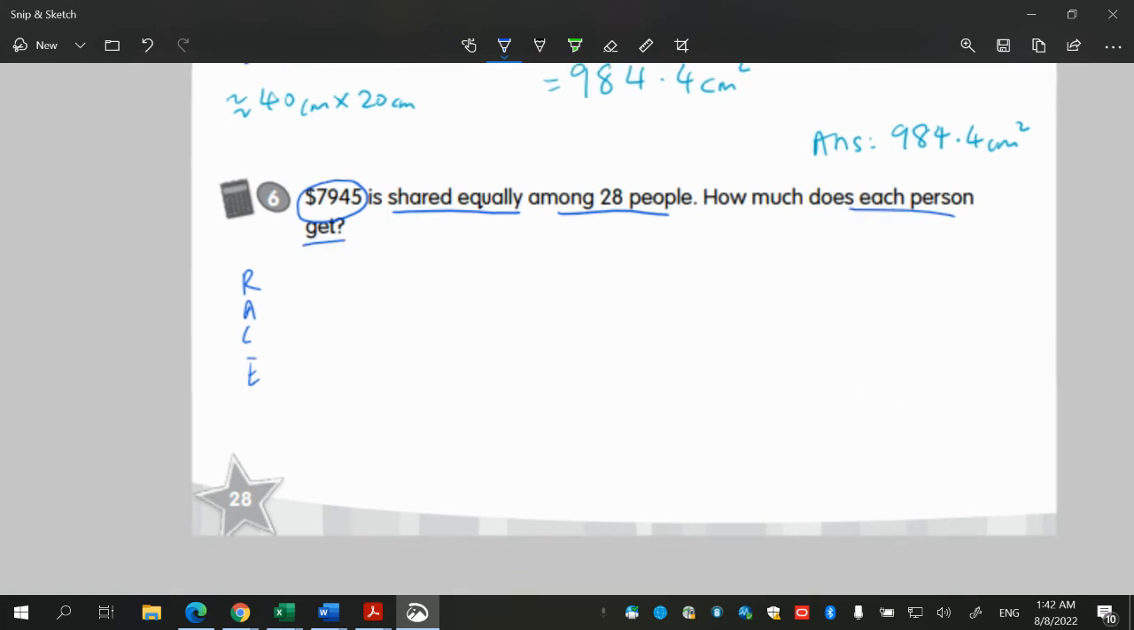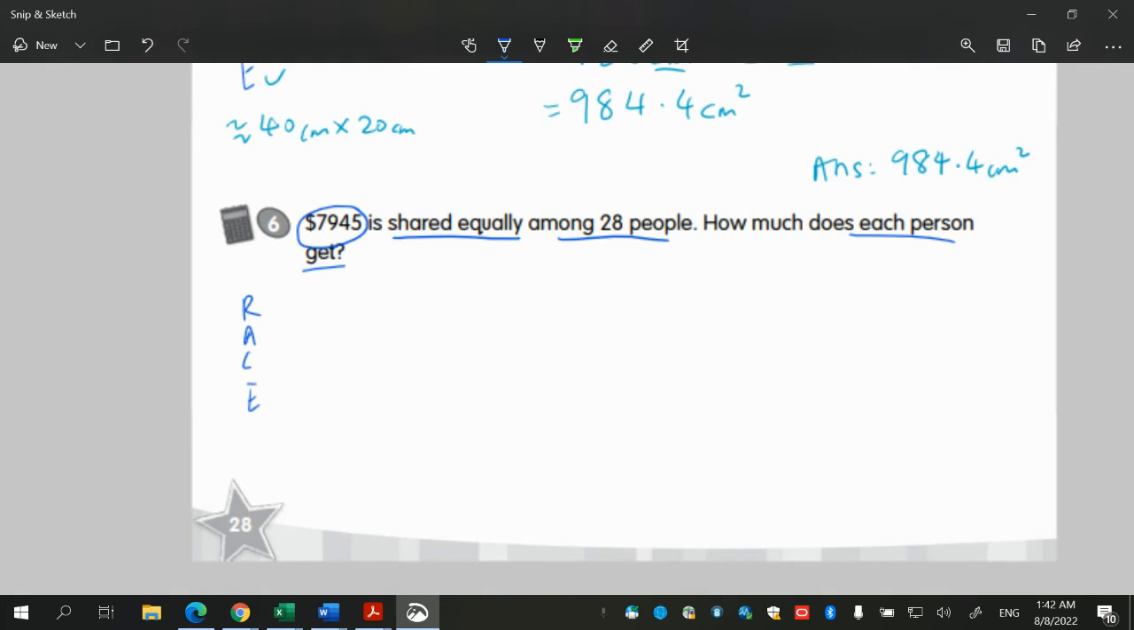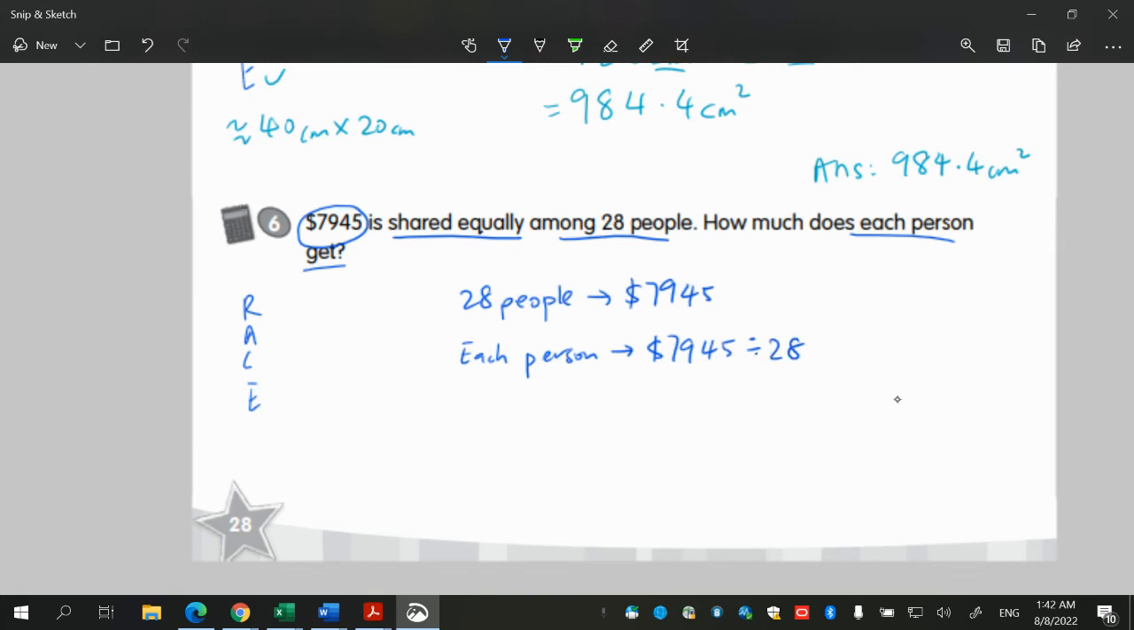So I think this is sharing of money. So I've got 28 people. They are sharing an amount of money that's $7,945. You're asking for each person. Each, that means that's referring to one person. That will be $7,945 divided by 28 people, with the help of my calculator.